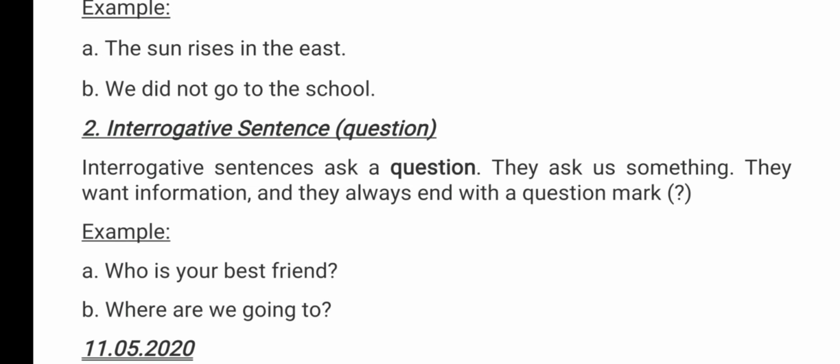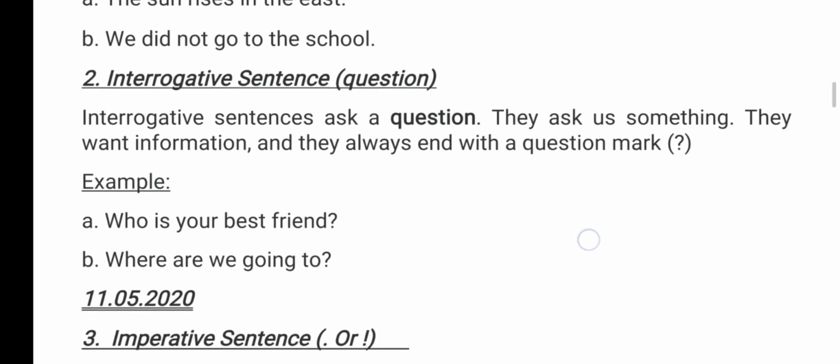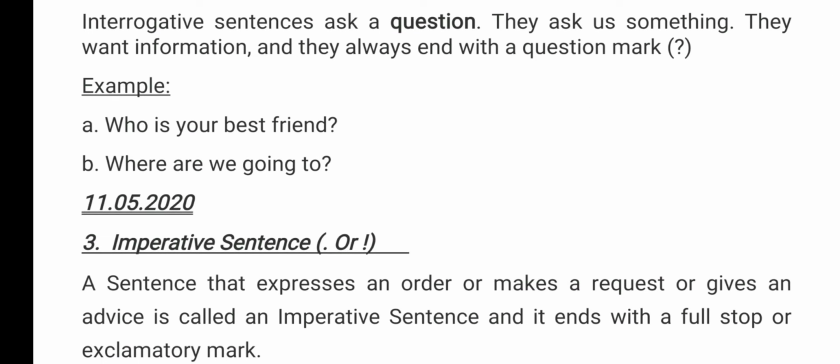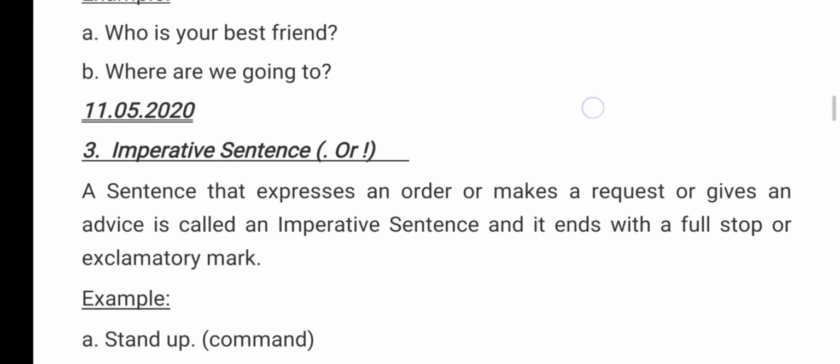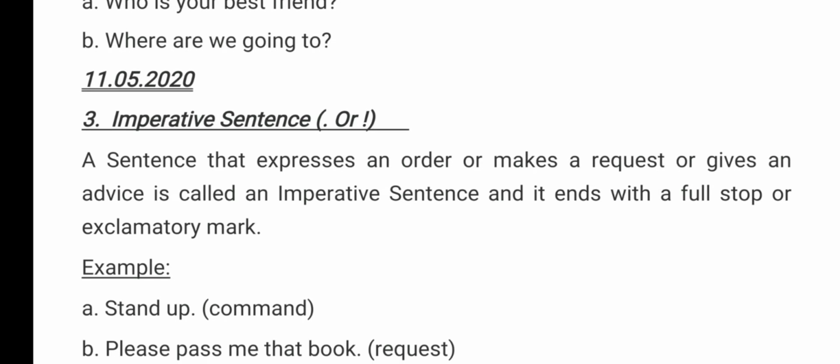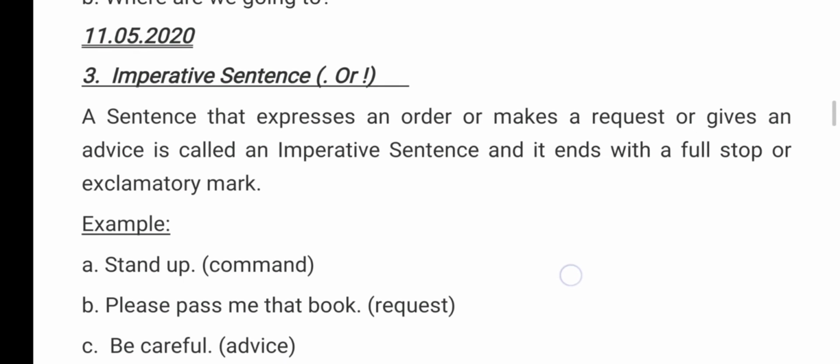Let's see the third type of sentence. An imperative sentence is a command or a request or an advice. You're telling or asking someone to do something. For example, stand up. It's a command sentence and it ends with a period, that is, a full stop.